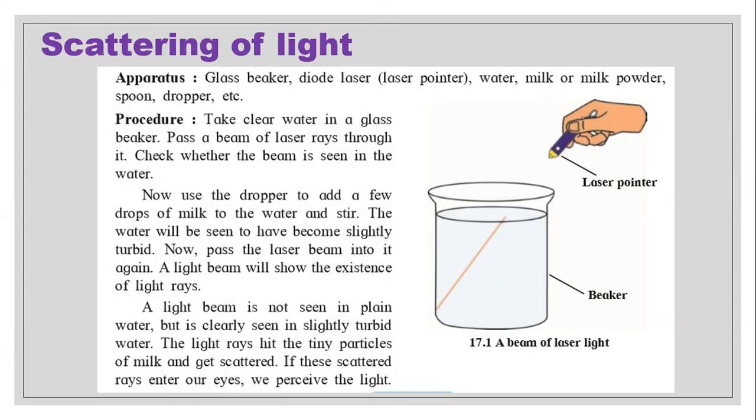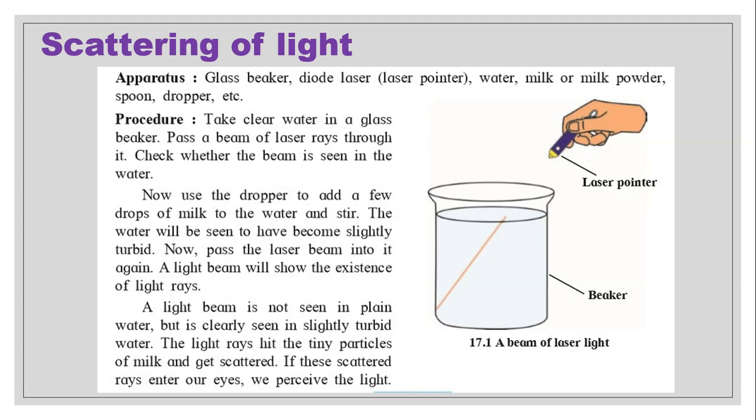In order to understand scattering of light, we need to understand this particular experiment. The apparatus required for this experiment is a glass beaker, a diode laser which is also known as laser pointer, water, milk or milk powder, spoon, dropper, etc. Exactly what we do, we take clear water in a glass beaker, pass a beam of laser rays through it. Check whether the beam is seen in the water.